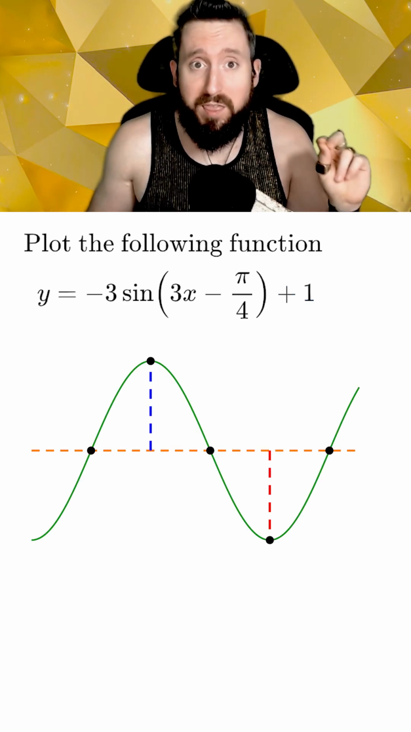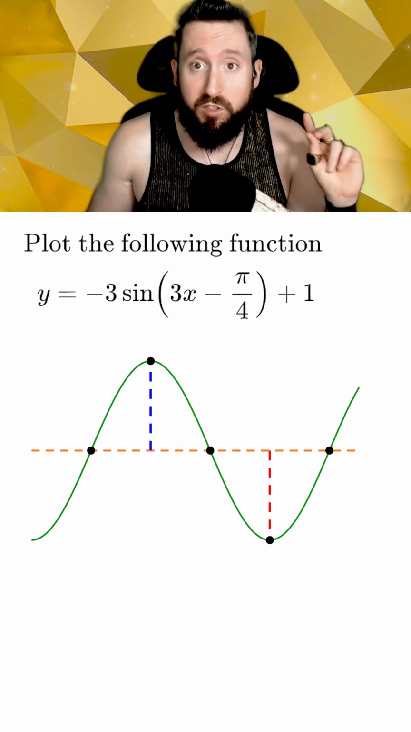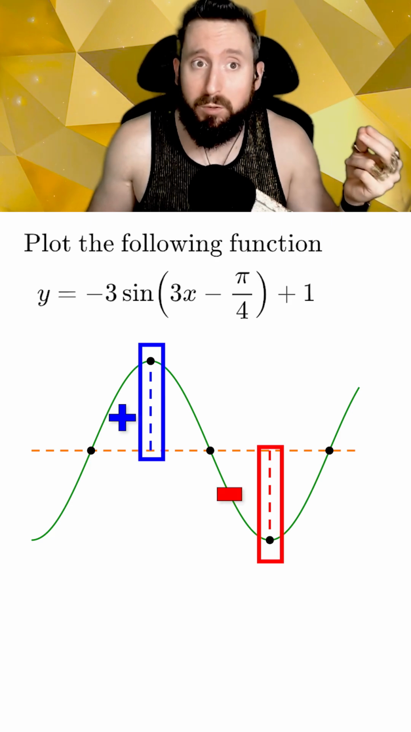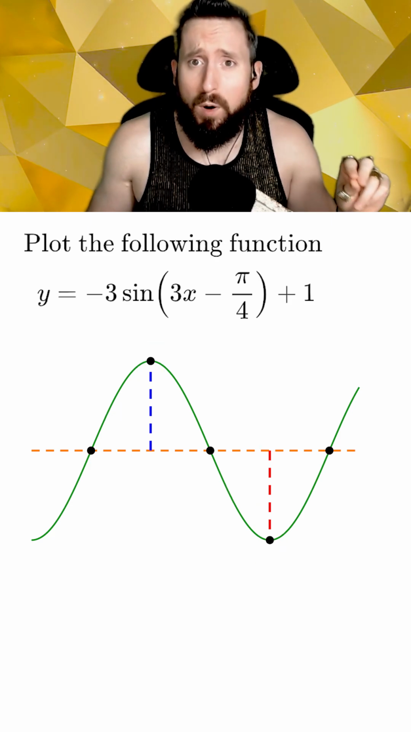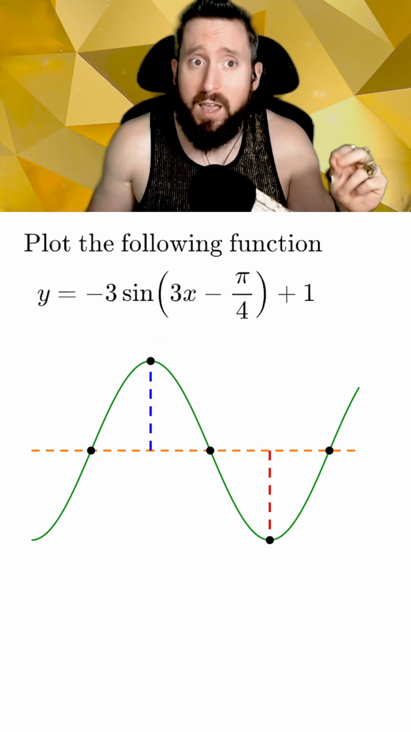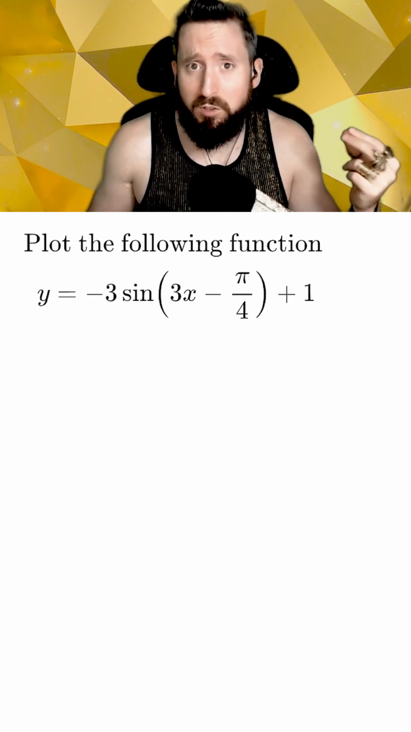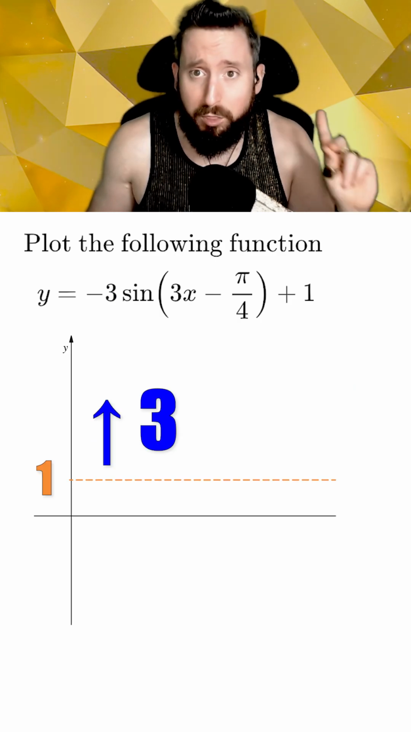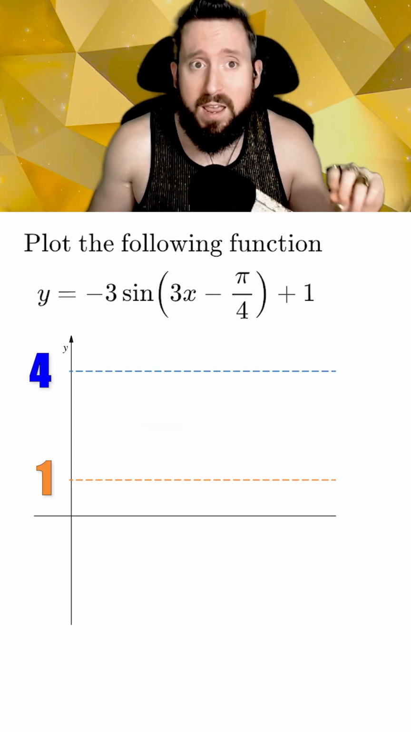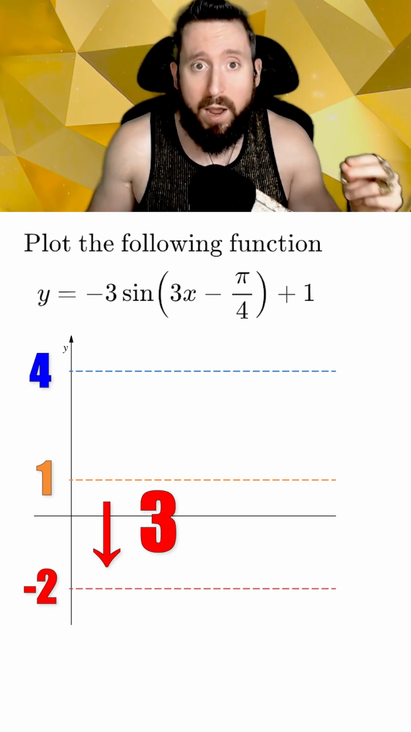The next step is to find the min and the max of the function, which is the center line plus or minus the amplitude. To find the amplitude, just look for whatever number is in front multiplying and make it positive. In this case, our amplitude is 3, which gives us a max line 3 units up at y equals 4, and a minimum 3 units down at y equals -2.